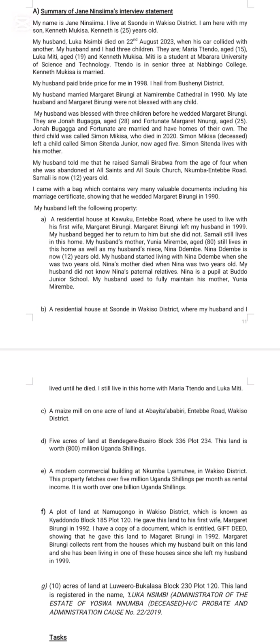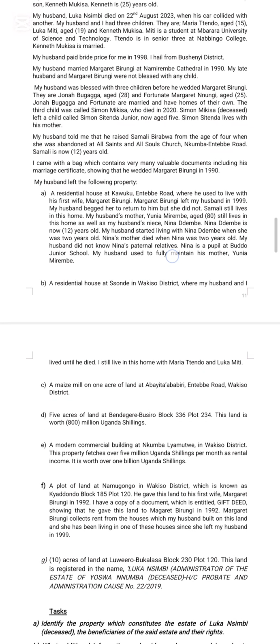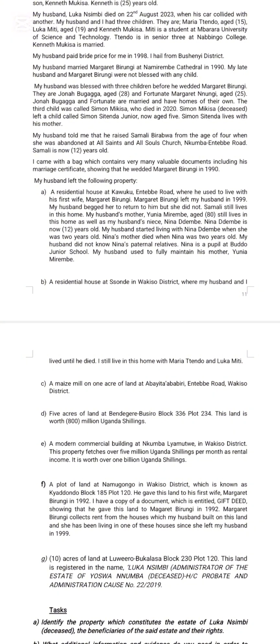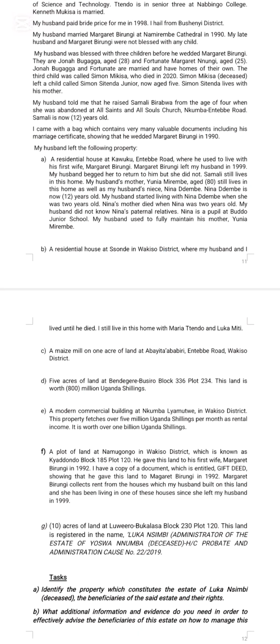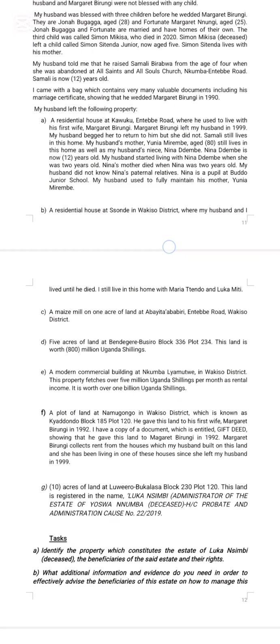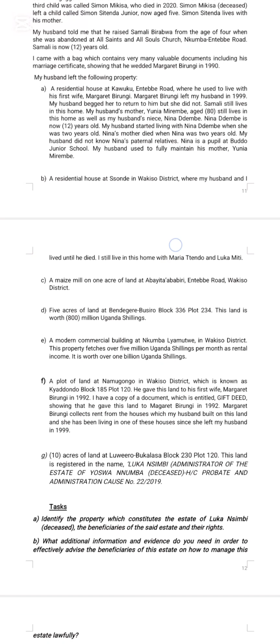My husband married Margaret Birungi at Namenembe Kasido in 1990. My late husband and Margaret Birungi were not blessed with any child. My husband was blessed with 3 children before he wedded Margaret Birungi. They are Jonah Mugaga, age 28, and Fortunate Margaret Nunji, age 25. Fortunate are married and have homes of their own. The third was called Simon Mukisa, who died in 2020. Simon Mukisa left a child called Simon Sitende. My husband told me that he raised Samari Berawa from the age of 4 when she was abandoned at All Saints and Souls Church. I came with a bag which contains very many valuable documents, including a marriage certificate showing that he wedded Margaret Birungi.